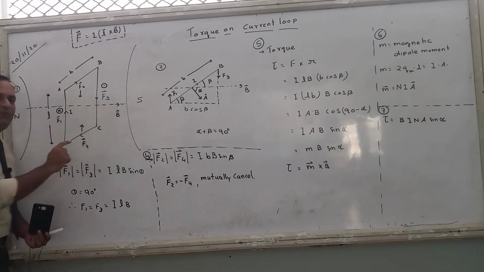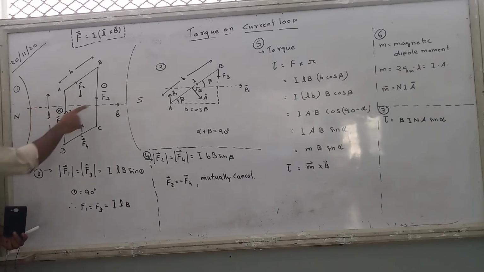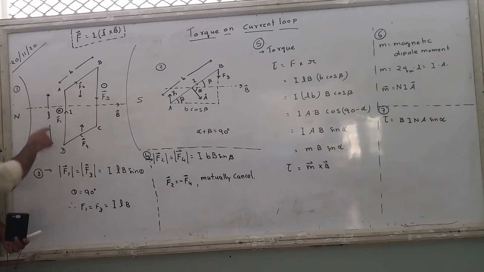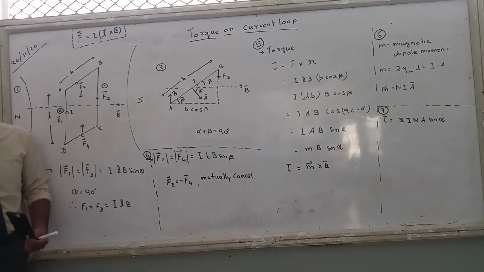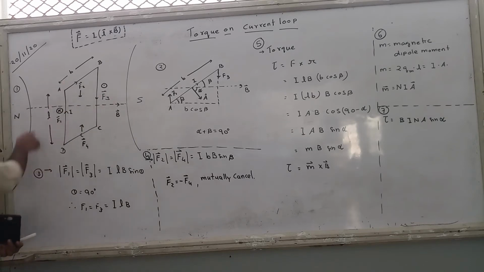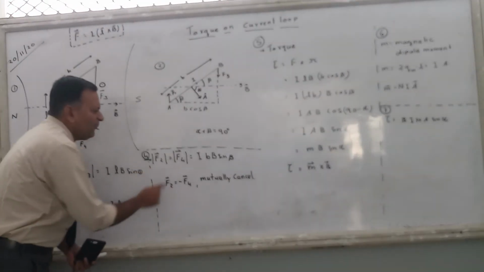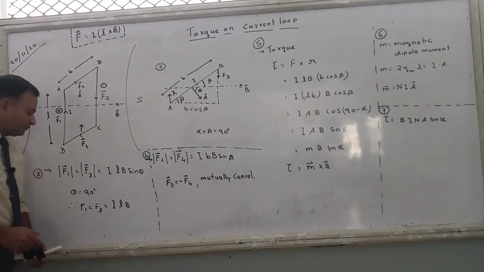F1 and F3, do they have the same line of action? One is acting here, inwards. One is acting here, outwards. So their lines of action are different. Both are not in the same line, they are in different lines. These two forces are in the same line, these two forces are in different lines. So for these two, line of action is different, and so they will constitute a torque. So first thing, draw the diagram. Second, calculate F1, F3, calculate F2, F4, mutually cancelled.